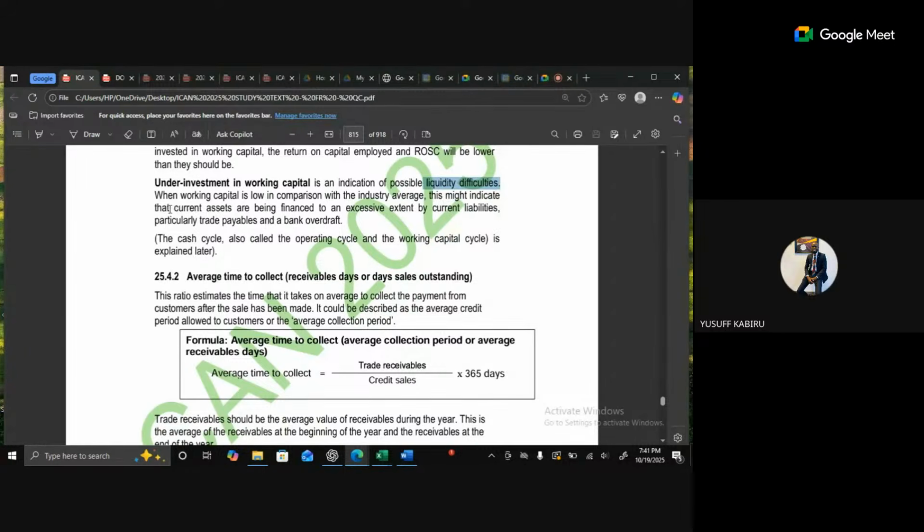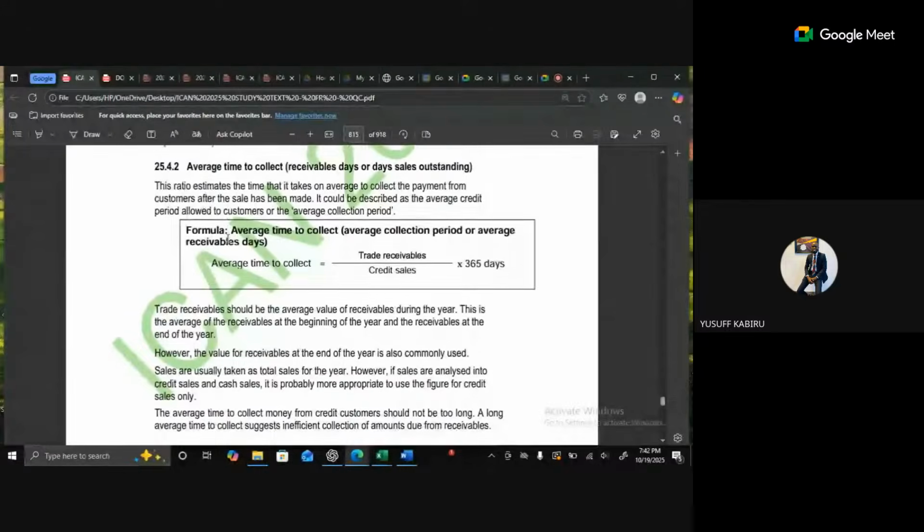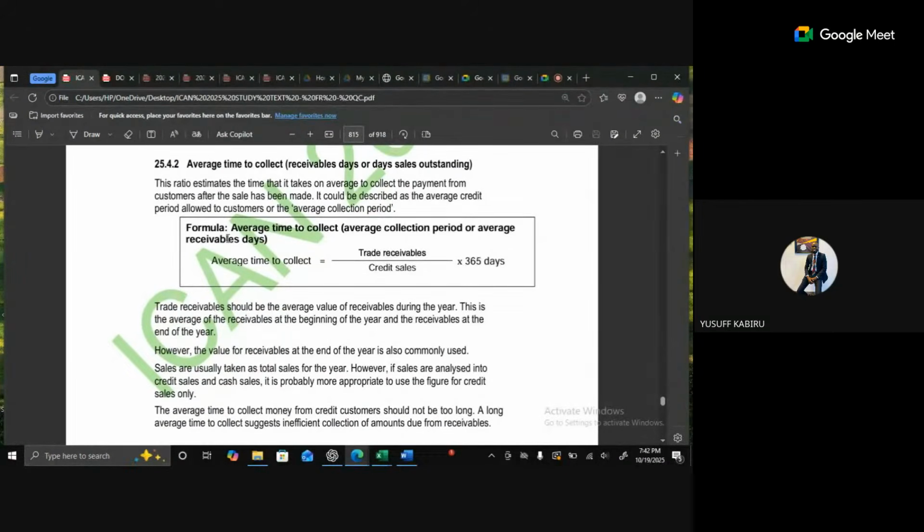Why? Because your current assets are being financed basically by your current liabilities. That means if those people that owe you do not pay, you would not be able to finance your business, or you will not be able to carry on your business. Or if you do not get an overdraft from the bank, you would not really have much cash to carry on your operations. That is basically what this means. So now these are the main ratios under this category.